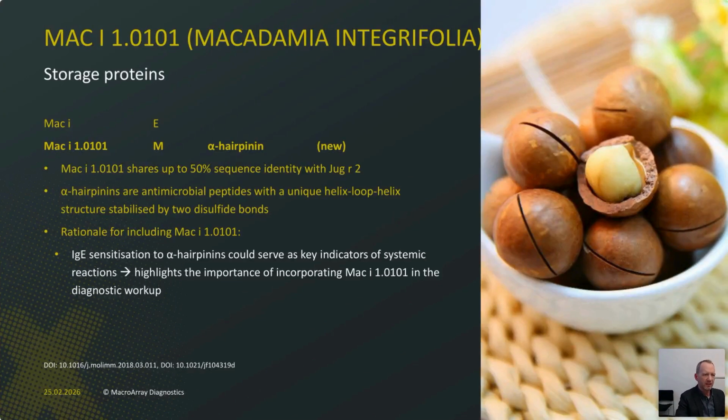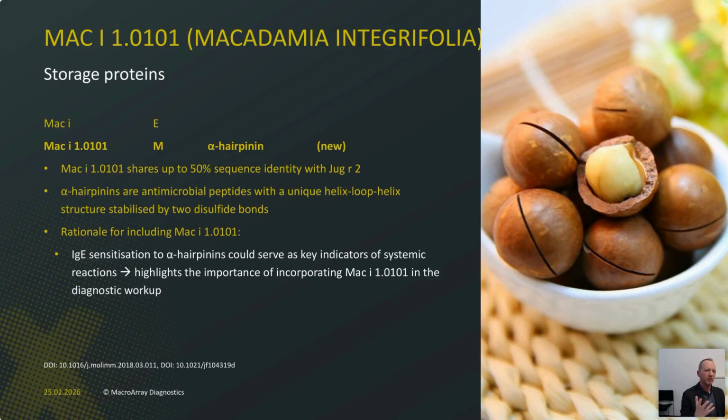So it's a potentially emerging allergen source. And finally, we have Mac i 1 from macadamia nut. This is an alpha-hairpinin, which shares approximately 50% sequence identity to Jug r 2 from walnut. These antimicrobial peptides have a very conserved structure, which obviously contributes to them being heat as well as digestion stable. The reason for including Mac i 1 in the ALEX3 is that it may serve as a key indicator for systemic reactions, and it highlights the importance of incorporating Mac i 1 into the diagnostic workup.